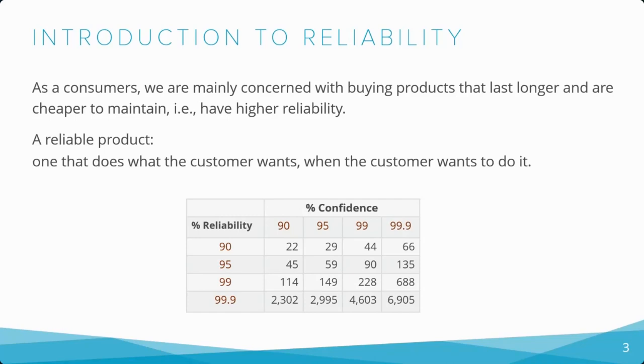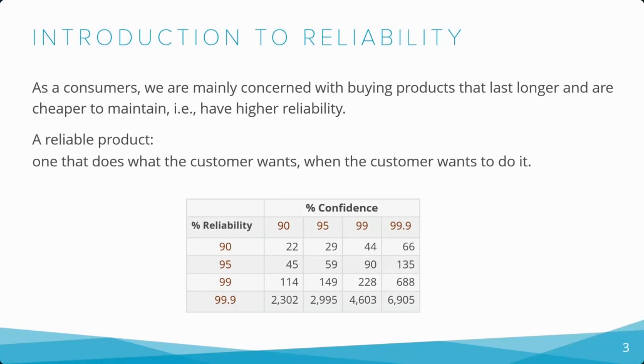Reliable devices are ones which do what the customer wants when the customer needs it. Let's go somewhat into it. How can we make sure our devices work properly? Simply by testing each and every device. The following table shows the number of device tests that are needed to reach a specific level of reliability with a specific level of confidence.